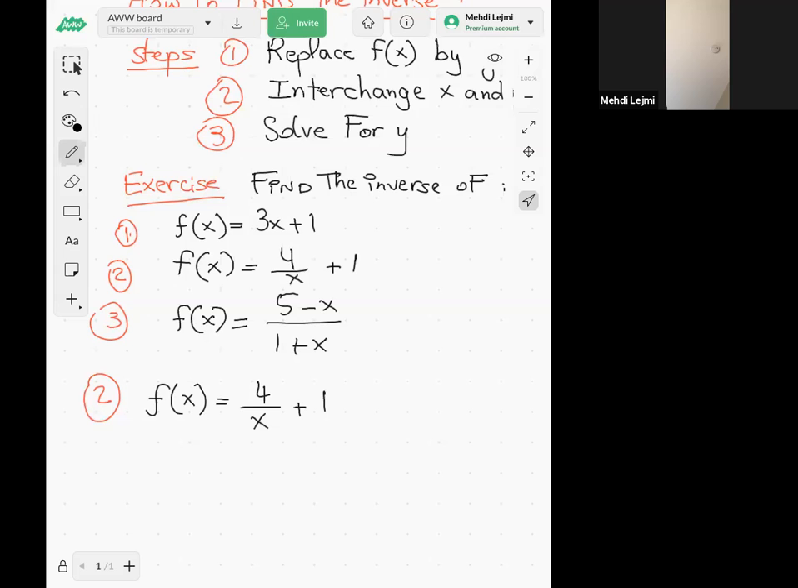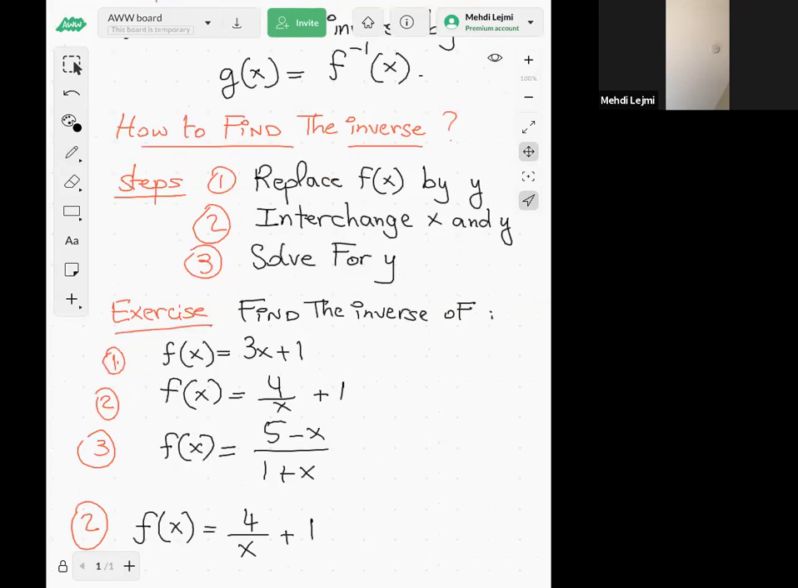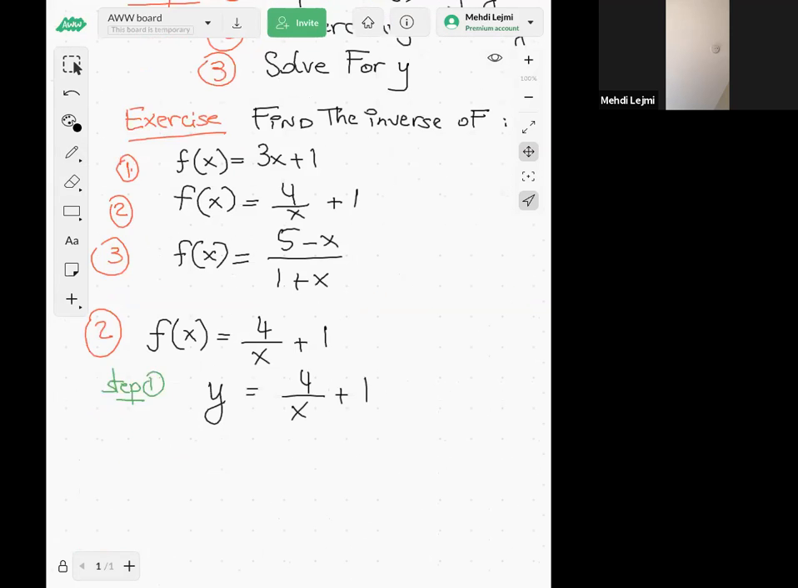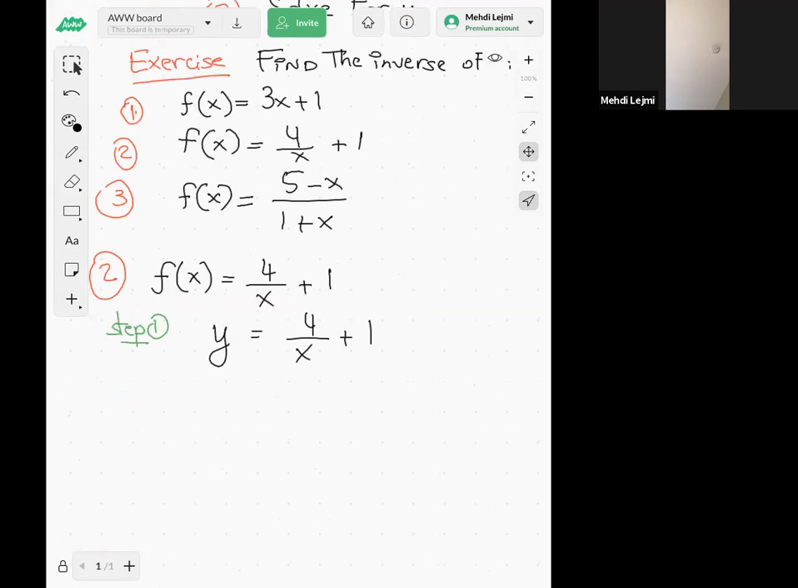No problem, Khadija, thank you. So step 1, we replace f of x by y. We substitute f of x with y, so we have y equal to 4 over x plus 1. And then second step, we have to interchange x and y. This is step number 2: interchange x and y.